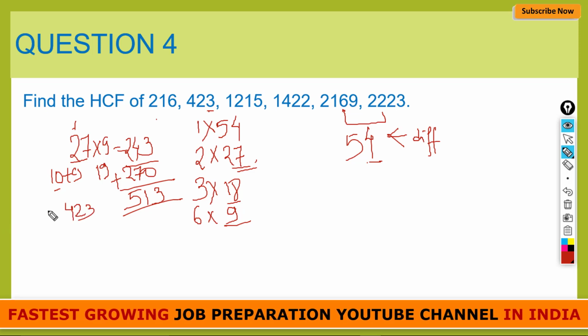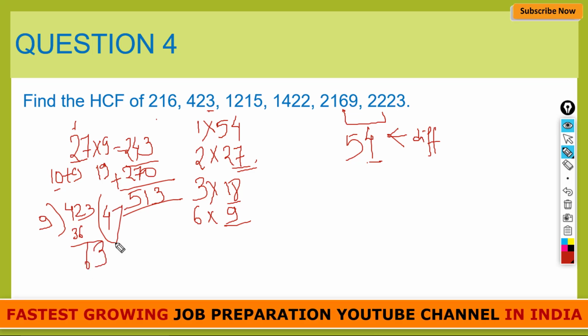So let's divide it. 423 divided by 9. So 9 4s are 36, and it is going 6 3. So see, 9 7s are 63. So see, 47 times it is going. So 9 is the divisor of this number and this number.